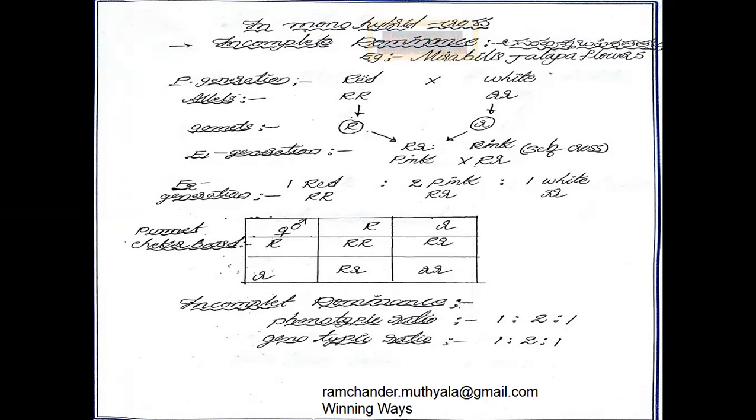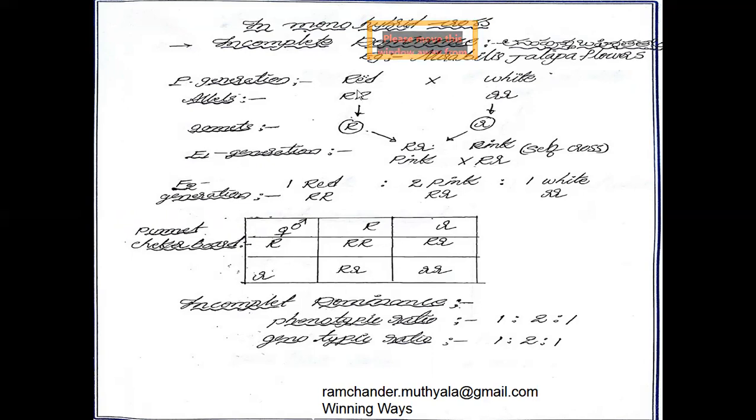The example plant for incomplete dominance is Mirabilis jalapa. Mirabilis jalapa flowers are of three types: red color flowers, white color flowers, and pink color flowers. The parental generation contains red color flowers, which carry capital R genes.